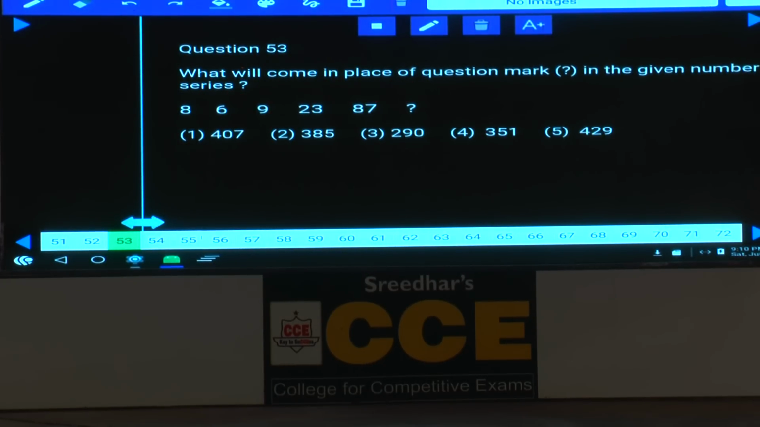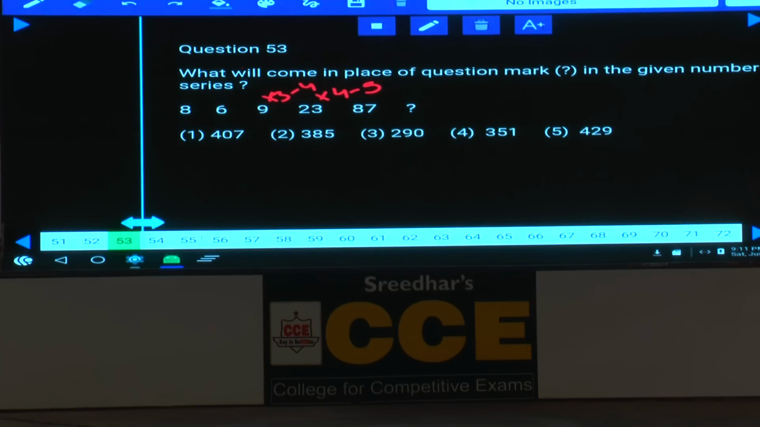Then 58, 53, 8, 6, 9, 23 and 87. Now in this 23 and 87, if you observe here, 23 into how much? 23 into 4 is 92 minus 5, isn't it? Then 9 and 23, 9 into 3, 27 minus 4 is 23. Into 3 minus 4, into 4 minus 5.